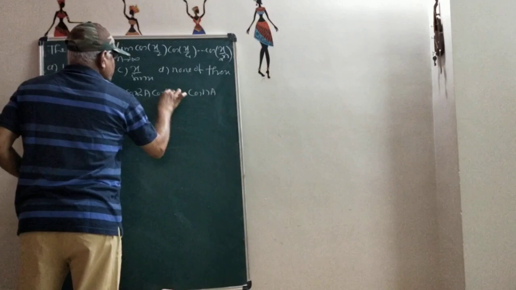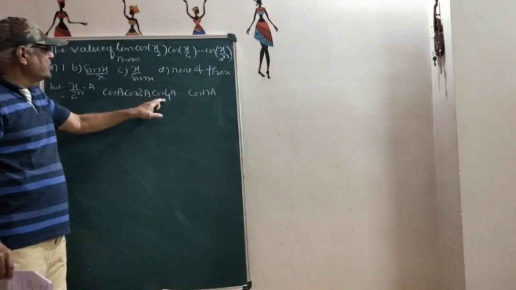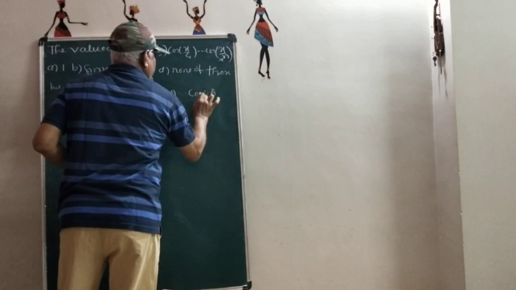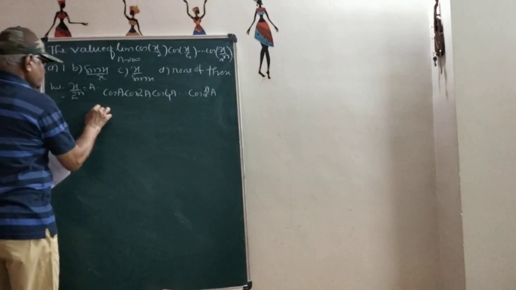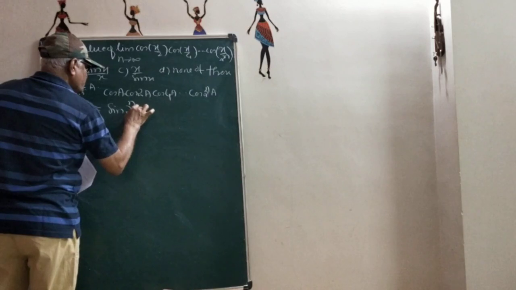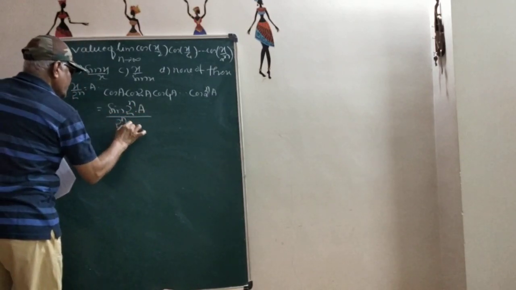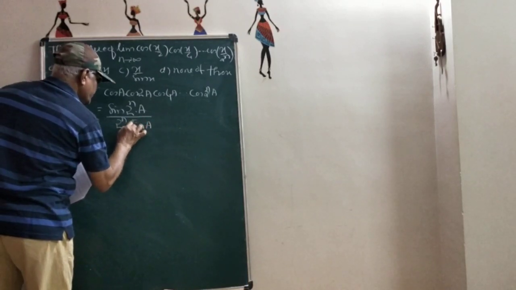Now here when you observe these things, cos a means 2 raised to 0, 2 raised to 1, 2 raised to 2, and the last one is 2 raised to n into a. So this expression is equal to sine of 2 raised to n into a divided by 2 raised to n into sine a. Let me explain this once again, students.